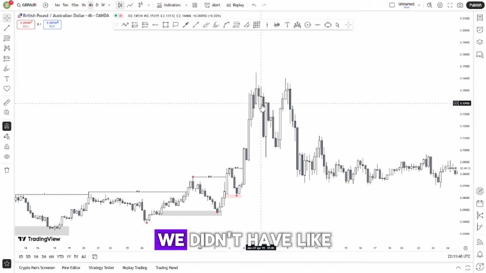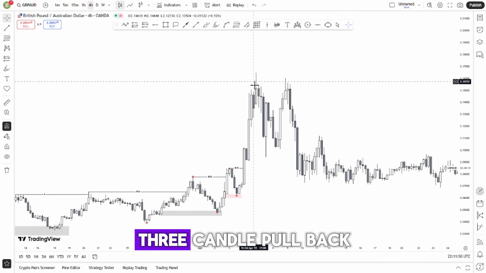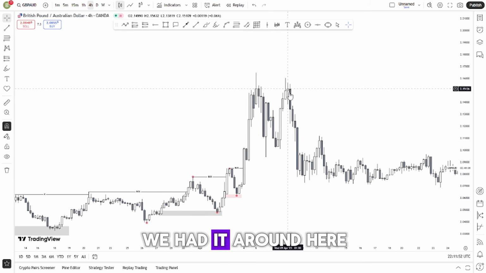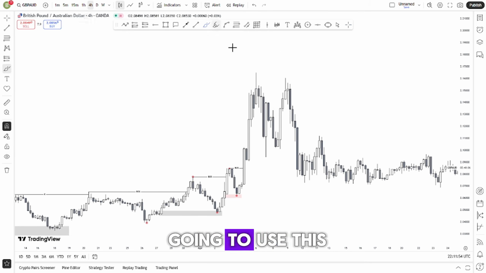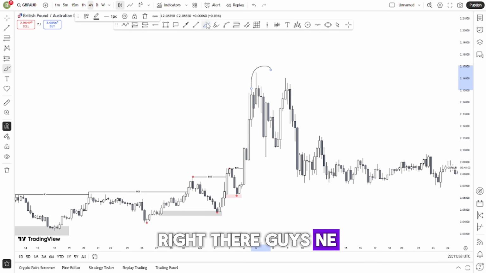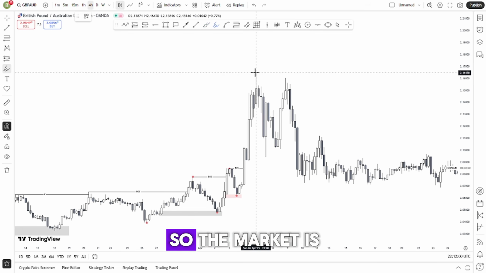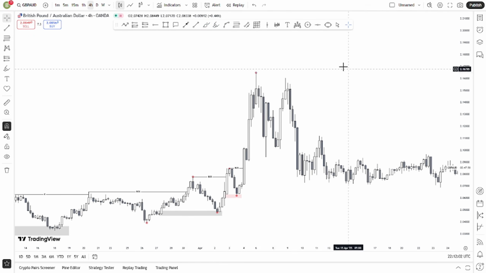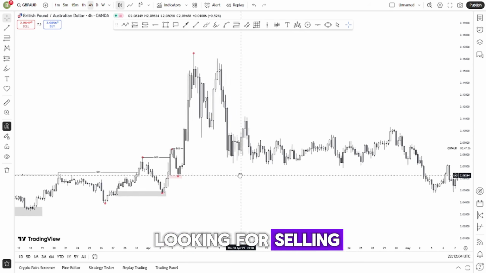So as you can see here, we didn't have that sufficient 3 candle pullback around this point. We had it around here, but we're just going to use this high point, that one right there, guys. So that is our swing high. The market is still in an uptrend. There is no way that you can be looking for selling opportunities.